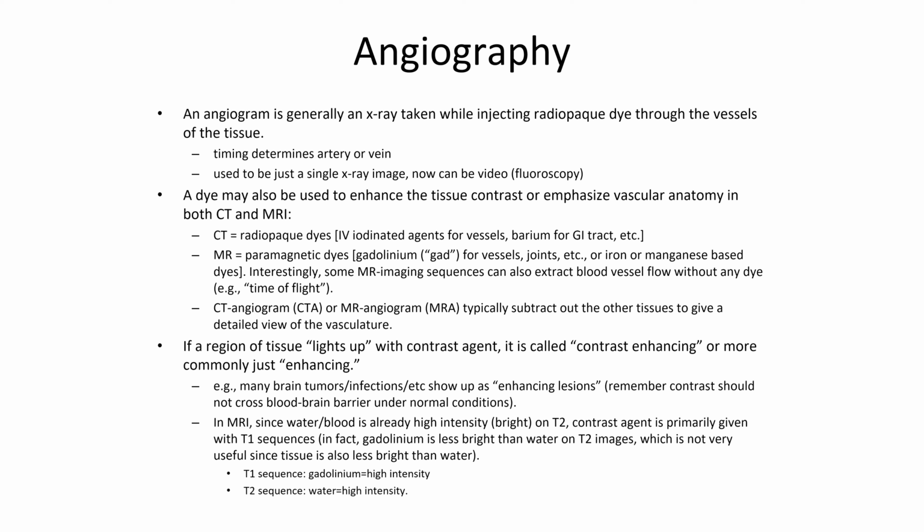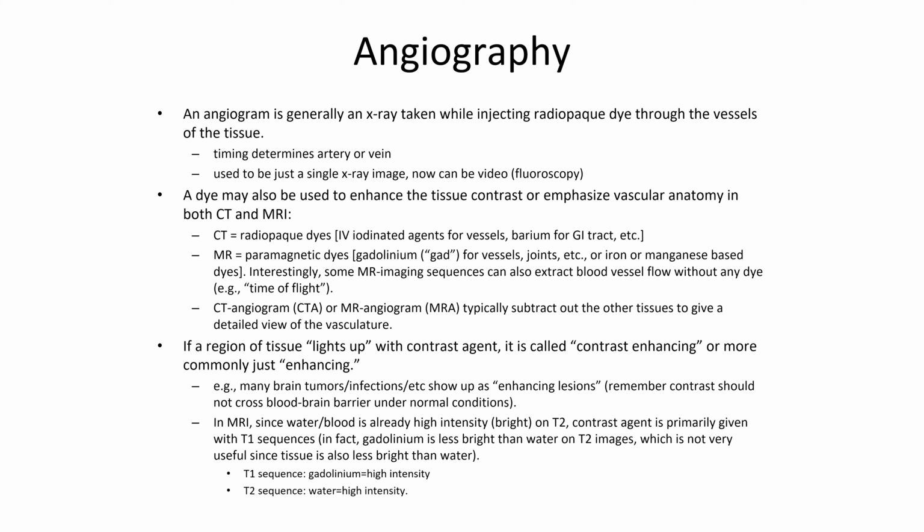If some sort of pathology or lesion in the tissue lights up with the contrast agent, we say it's contrast enhancing, or more commonly, you'll just hear the term enhancing. It's an enhancing lesion. So many types of lesions in the brain, like tumors, infections, and other things, show up as enhancing lesions. So typically, you would say the contrast in the blood should not cross the blood-brain barrier.